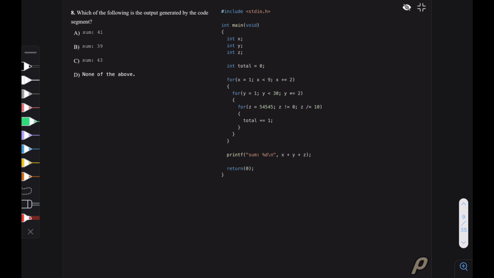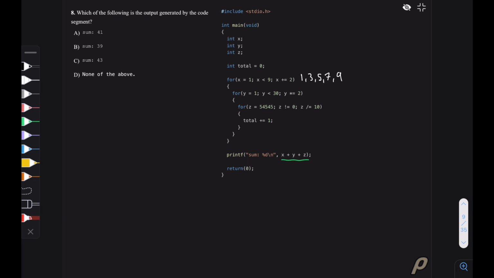Okay, question number 8 here. So we're dealing with this same loop here, but this time it's asking us to print out what the sum is. And so the sum is just this x plus y plus z. So if we remember really quick, this loop here is going to go from 1, then to 3, then to 5, then to 7, and then to 9. And then it breaks out on the 9.